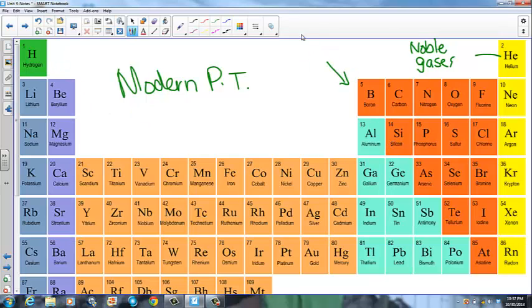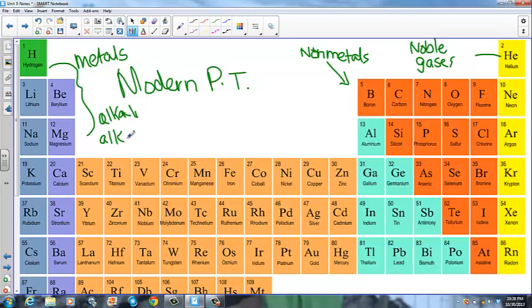Okay, all of the red are nonmetals. Nonmetals. All these two groups, okay, these are metals, but then there are two different types. There's the first row, or the first group, are alkali. Okay, so alkali. And then there's alkaline earth, which are group 2.